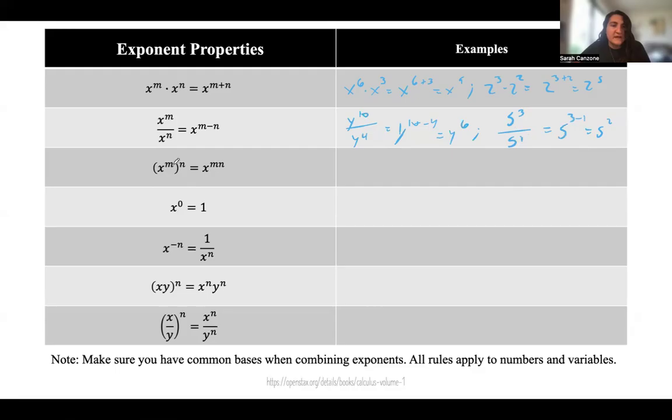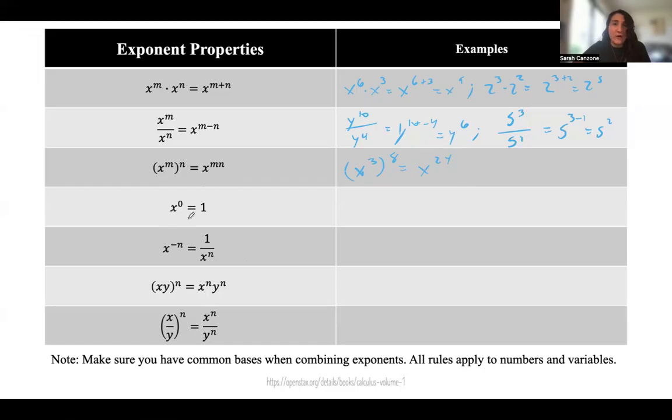If you have a base and an exponent, and that is to an exponent, so we call this a power to a power, then you multiply the powers. A lot of people try to add these. That's incorrect. So let's multiply when we have two exponents next to each other. That could be like x to the 3 to the 8, which is x to the 24.